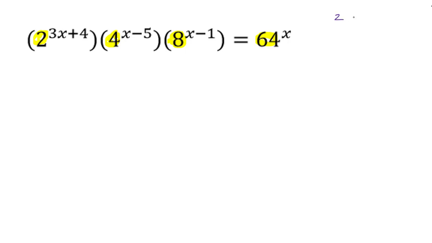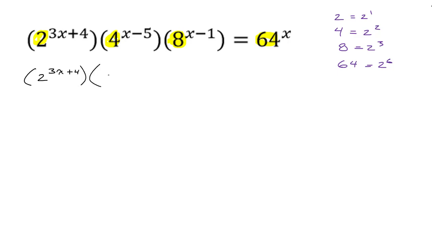Because 2 is just 2, right? 2 is 2 to the 1, so that doesn't need to be written. 4 can be written as 2 to the 2. 8 can be rewritten as 2 to the 3. And 64 can be written as 2 to the 6. So we can rewrite everything here as a base 2. So let's do that. So this guy we're going to leave alone. The first one is just going to stay 2 to the power of 3x plus 4.